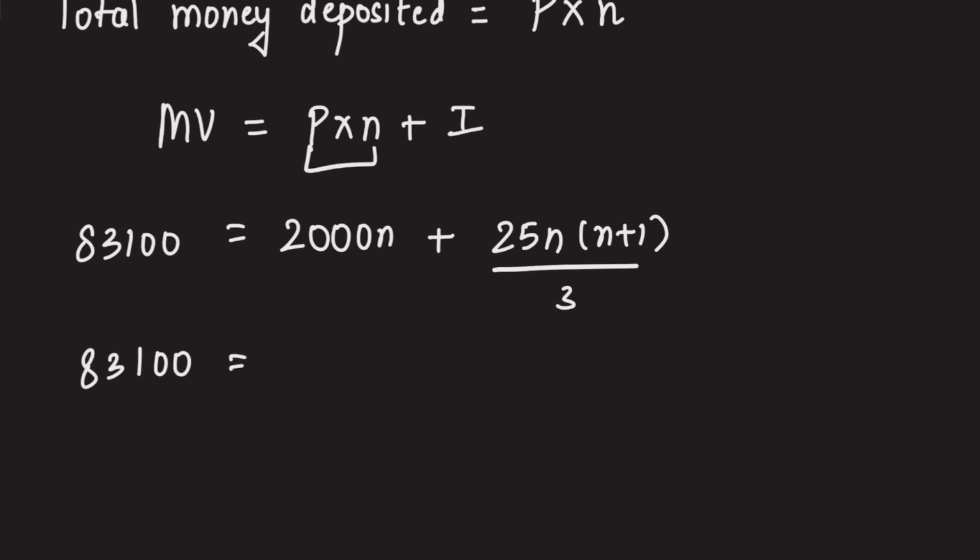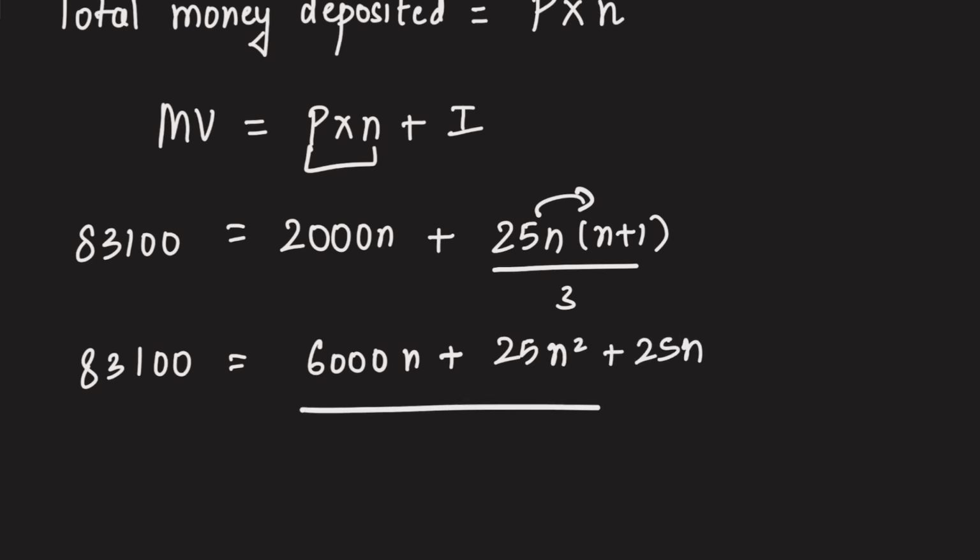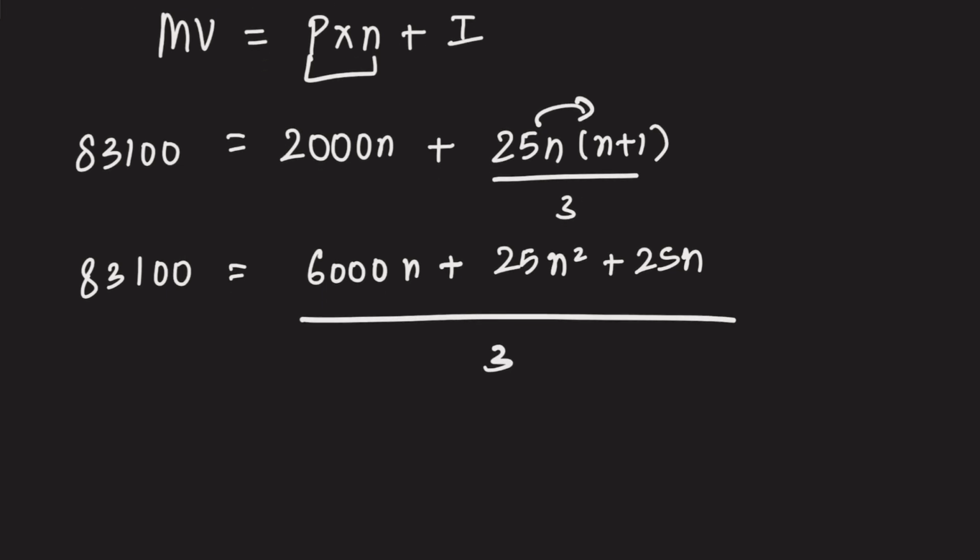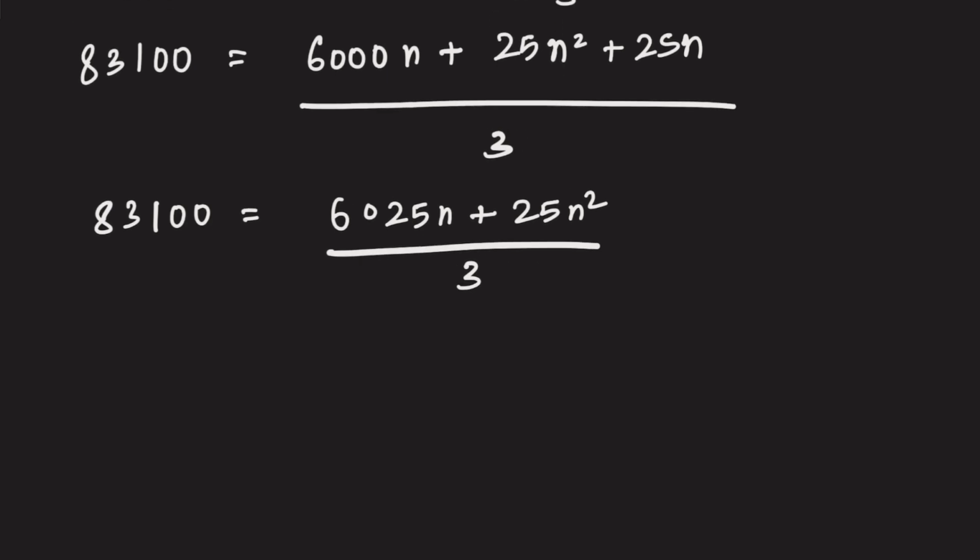So I'll just solve. 6,000n plus, we can just multiply, okay, 25n square plus 25n divided by 3. Now what we can do is take this 3 there and multiply it. So this becomes 249300, okay, and this is 25n square plus 6025n.